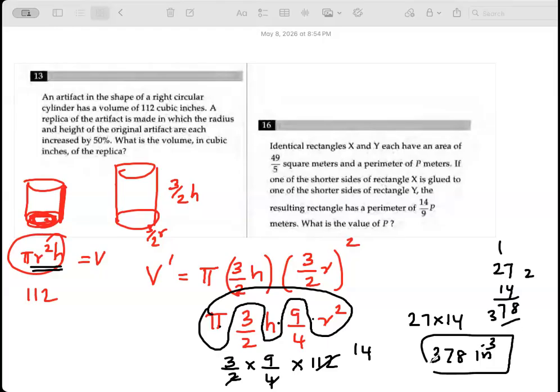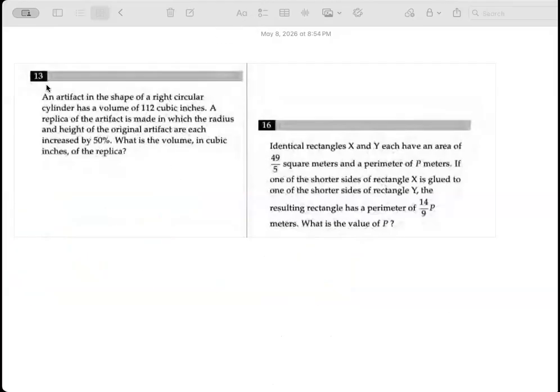Any questions? Did you get the answer, guys? Dhruv, did you get it? Yeah, I got it. So every time the original volume is given, just make the substitution, plug that in. Okay, did you get the second one, guys?